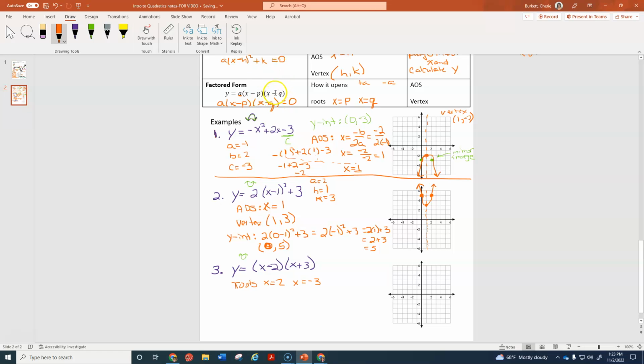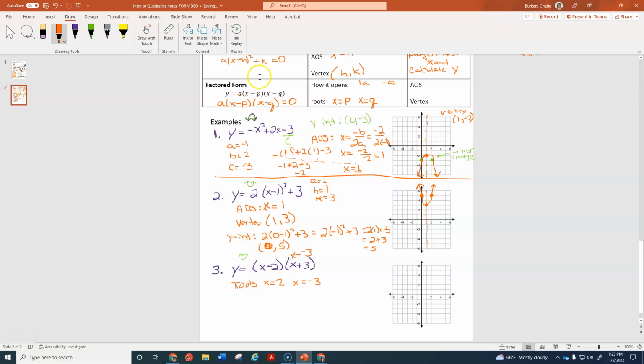This formula says minus, so if we see a plus, what we're seeing right here is really x minus a negative 3. When we see a plus sign, it's really minus a negative. So the value of that q right there is 3.